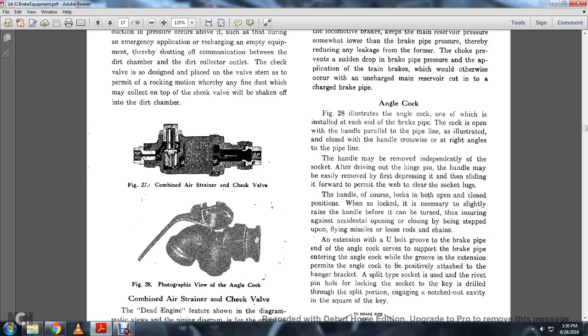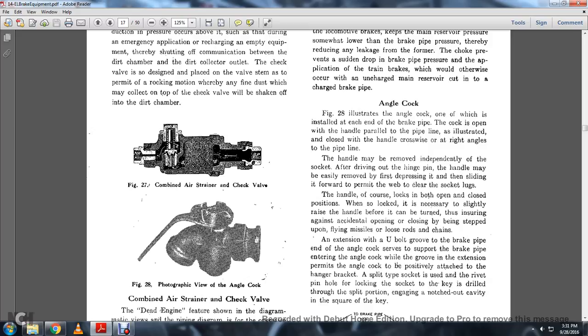Angle cock. Figure 28 illustrates the angle cock, one of which is installed at each end of the brake pipe. The cock is open with the handle parallel to the pipeline, and closed with the handle turned clockwise at right angles to the pipeline. The handle may be removed if necessary. The socket, by driving out the hinge pin of the handle, may be easily removed by first depressing it and sliding it forward to permit the web to clear the socket lock.